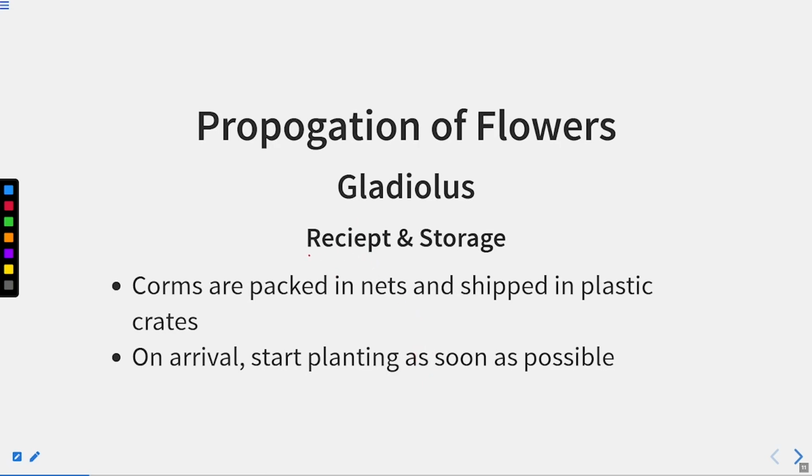Okay, now receipt and storage. Corms are packed in nets and shipped in plastic crates. So these particular plant corms are a type of underground stem. From this corm, when it is buried inside the ground, new plants come out, and you can cut this and have so many plants from one corm only.